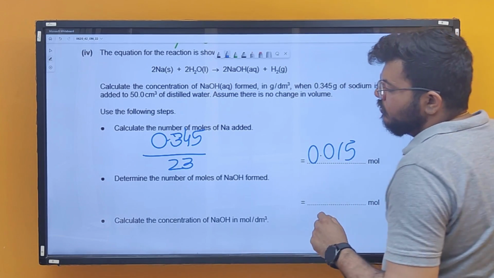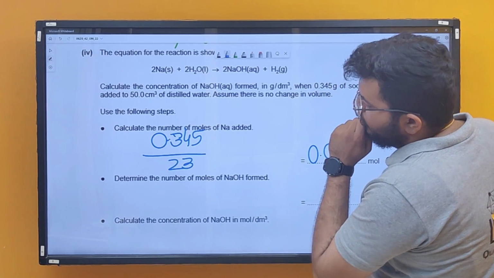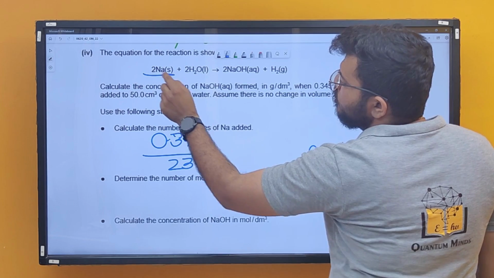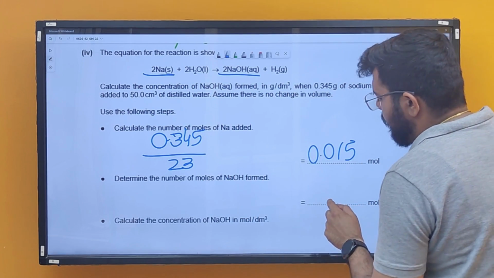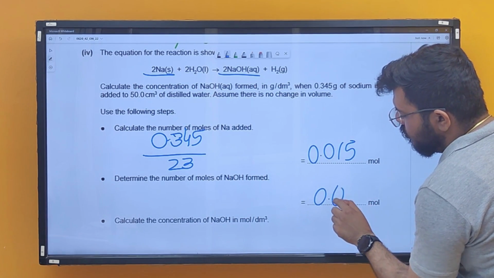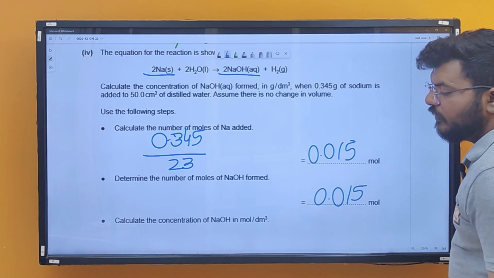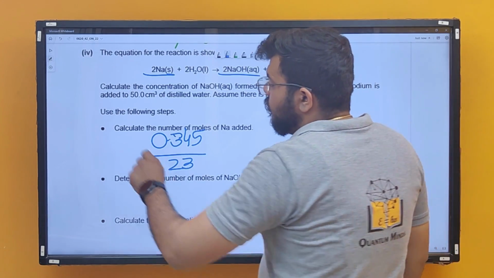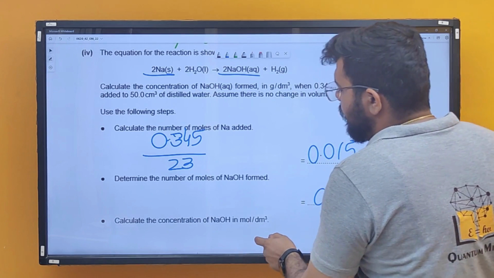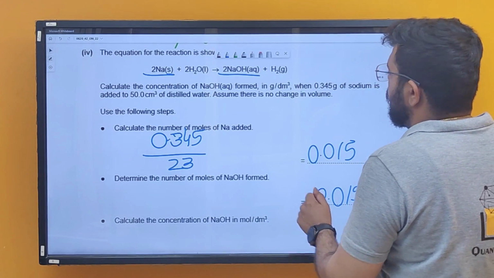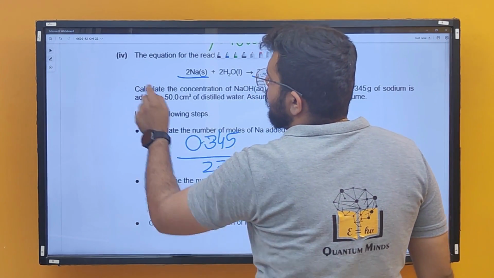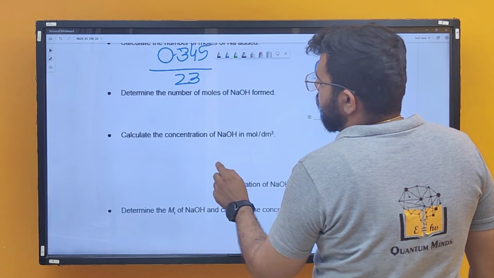Determine the number of moles of sodium hydroxide formed. Okay, so if you use 2 moles of sodium, you form 2 moles of sodium hydroxide. So sodium hydroxide is also 0.015 moles. Calculate the concentration of sodium hydroxide in mole per dm cube. You have used 50 centimeter cube of distilled water.